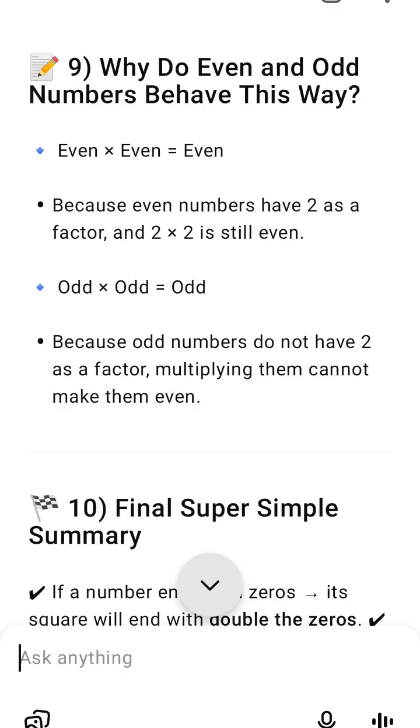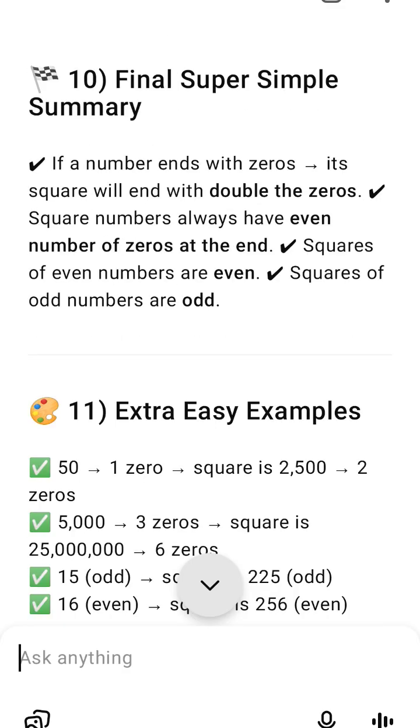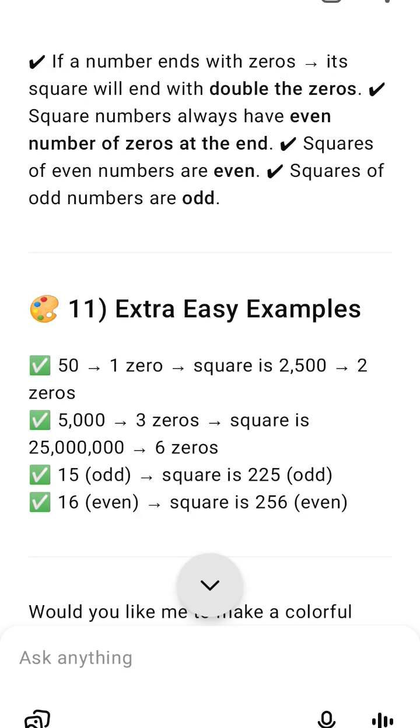11. Extra easy examples. 50 squared is 2500, 2 zeros. 5,000, 3 zeros, squared is 25,000,000, 6 zeros. 15, odd, squared is 225, odd. 16, even, squared is 256, even.